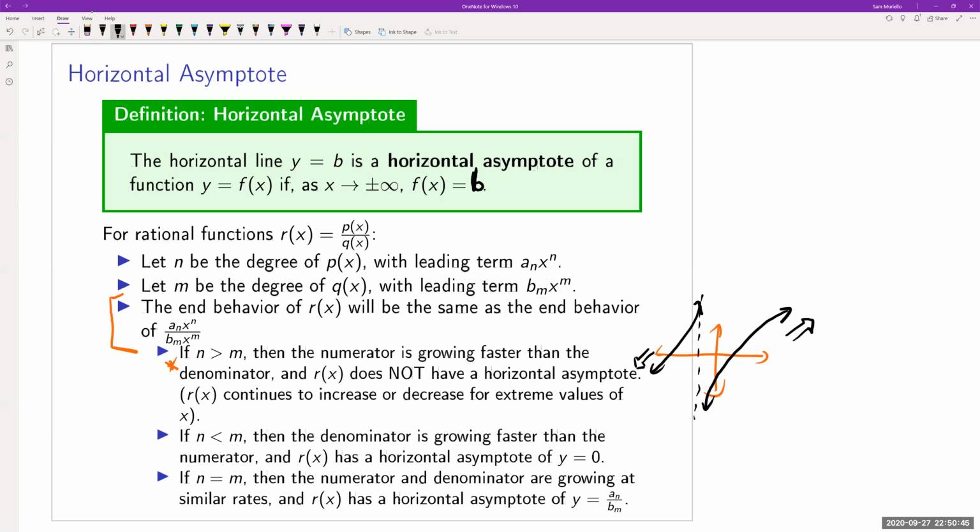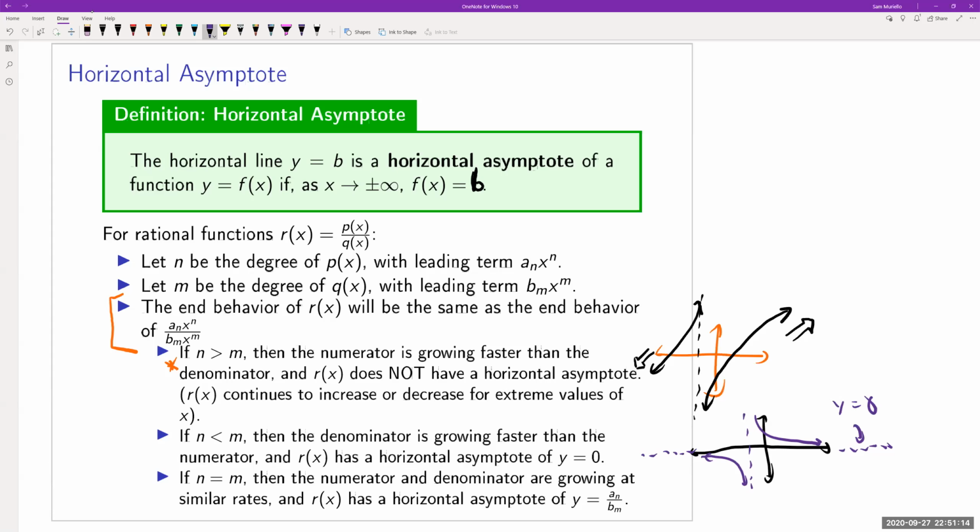Now, if our numerator has smaller degree, that means that the denominator is growing faster. And if I'm dividing by larger and larger numbers, then I'm going to eventually level off at 0, giving me a graph looking something like this. This is the asymptote that we care about.